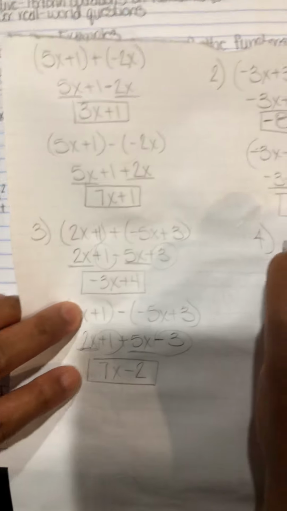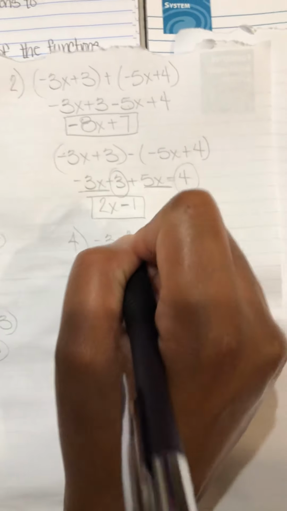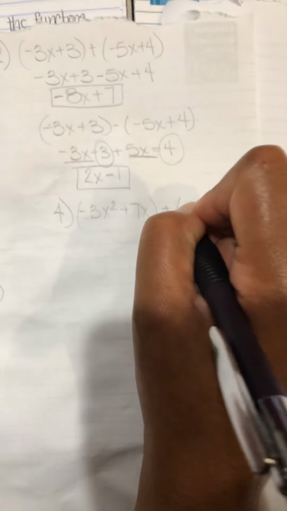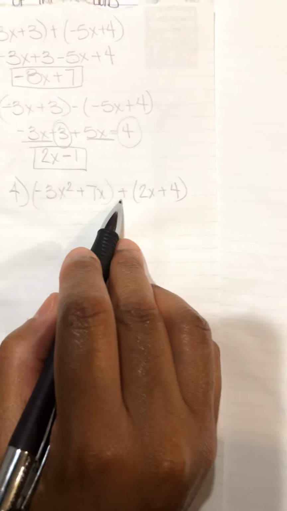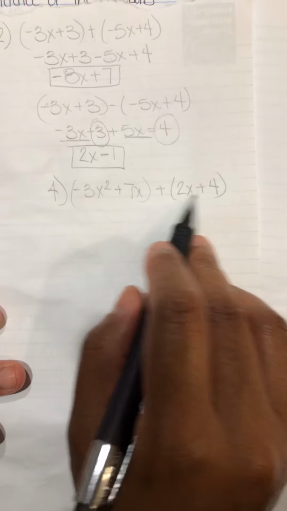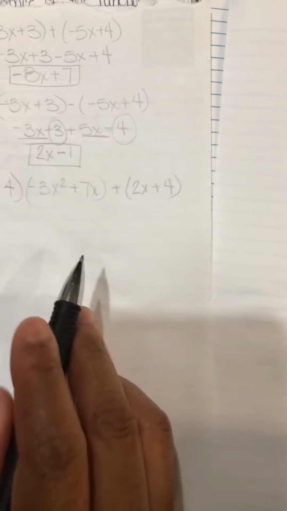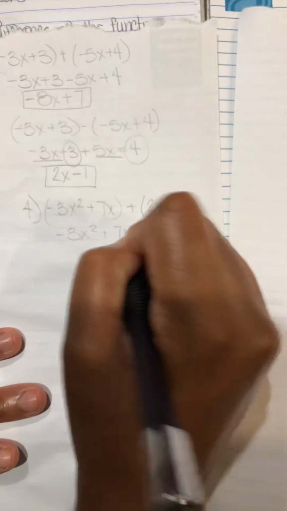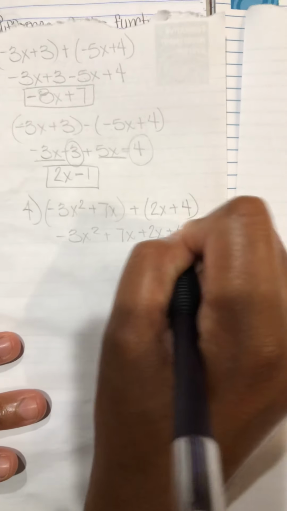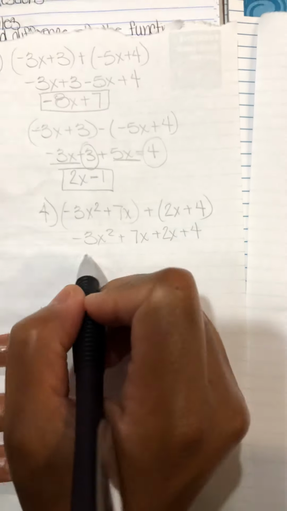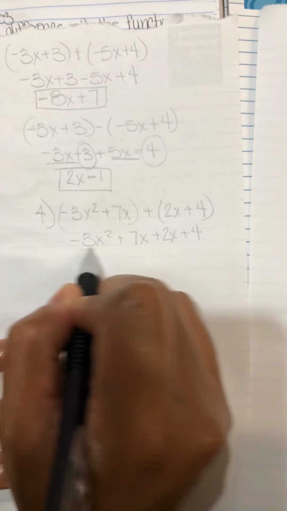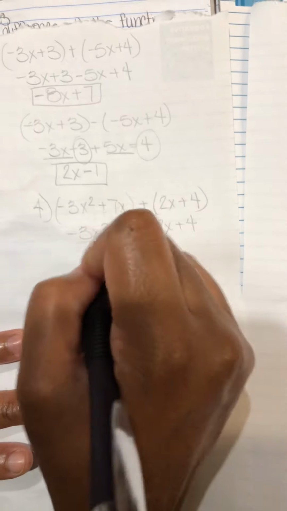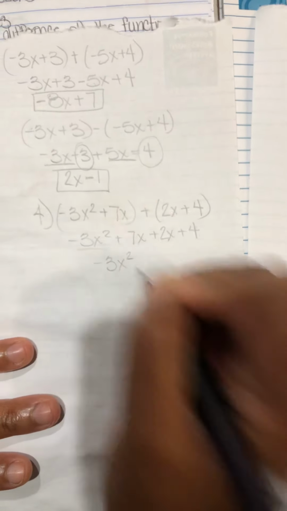Here I have negative 3x squared plus 7x plus 2x plus 4. Again, because this says plus, everything here stays the same. So I have negative 3x squared plus 7x plus 2x plus 4. Uh-oh. For this one, notice that this one does not have a match. So because it doesn't have a match, I just need to write it.